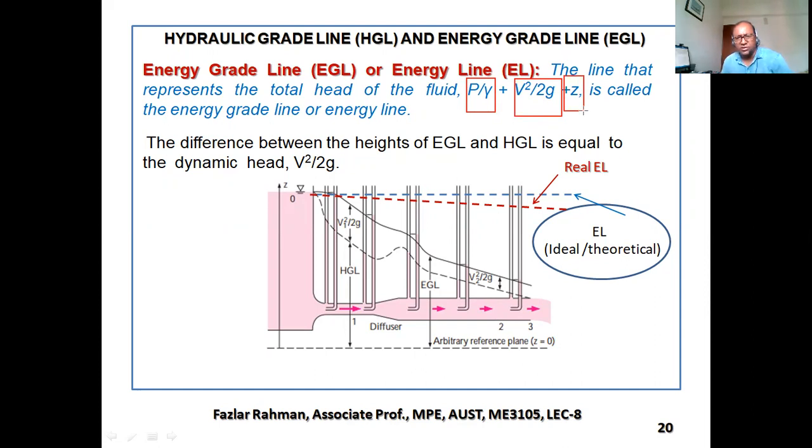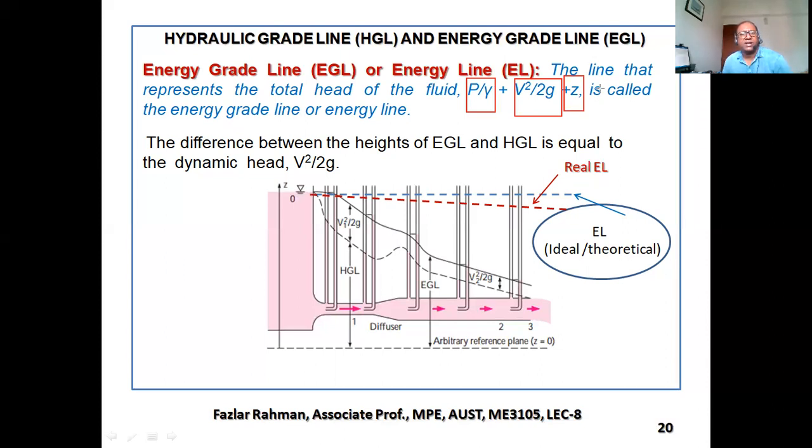Sometimes you go for a job interview, they ask what is Bernoulli's equation. Then you can write down P by gamma plus V square by 2G plus Z equals constant. And they ask you what is P by gamma, what is V square by 2G. Now P by gamma, if you don't know, you might say, sir, this is pressure divided by the specific weight, right? But you cannot say like that. You have to say this is pressure head. Then this is velocity head, this is potential head.